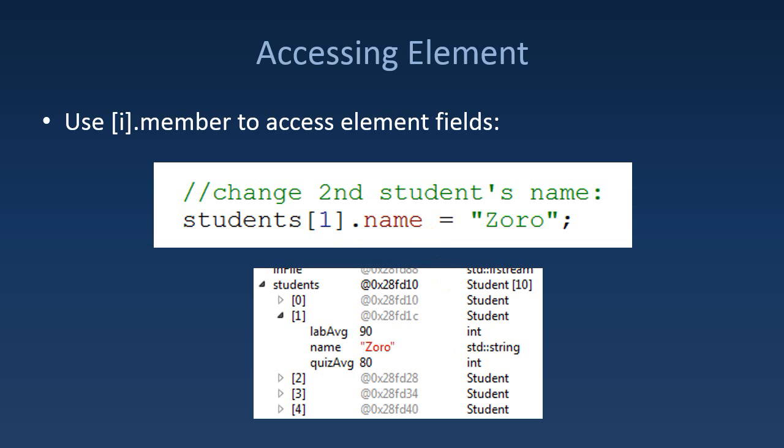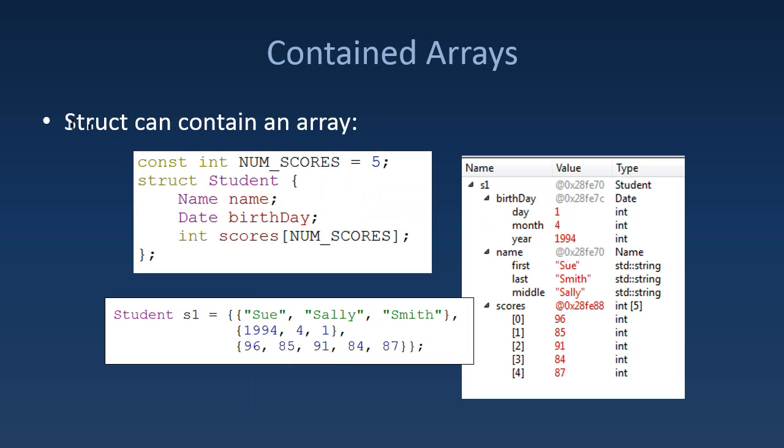Now we can also have a struct that contains an array. So student might have a name, a birthday, and an array called scores, basically a list of 5 scores. Just like any other array, it's going to have a constant for the size. So this can't be based on a variable.